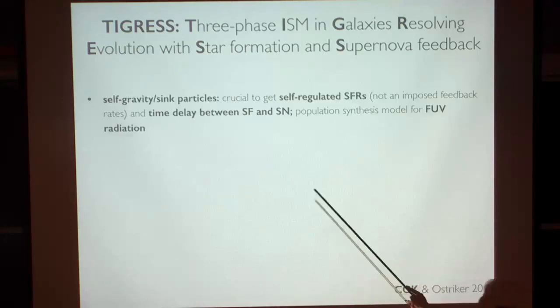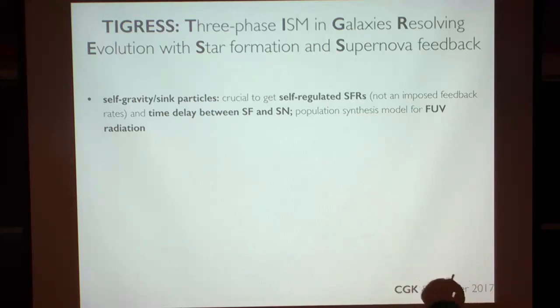For that, we definitely need to include self-gravity. It's quite crucial, but not many simulations of this type include self-gravity. They just inject supernovae with some imposed feedback rate. But as I said, self-gravity is crucial for us to self-regulate the star formation rate. And by considering those population synthesis models, we include the time delay naturally, and the FUV radiation is also calculated from those population synthesis models.